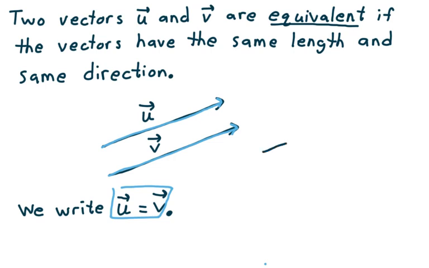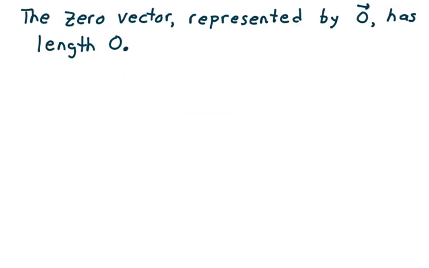So in other words, here's a vector u, right? And suppose v went in the opposite direction. Now, they might have the same length, but they are not equivalent to each other because u points one way and v points the other way. So in that example, u does not equal v from a visual perspective. Okay? The zero vector represented by 0 with an arrow on top has length 0. Okay?